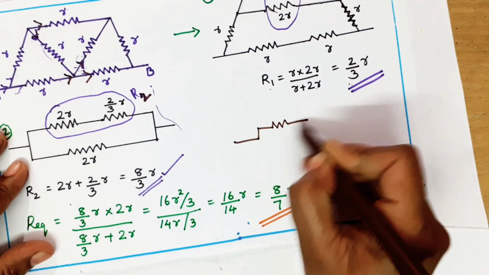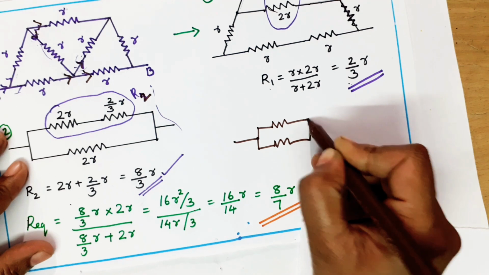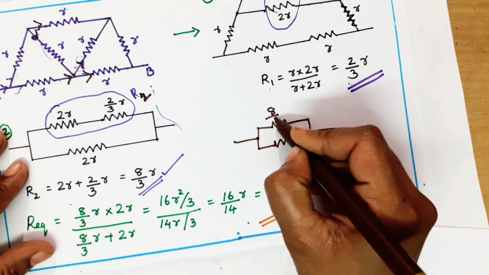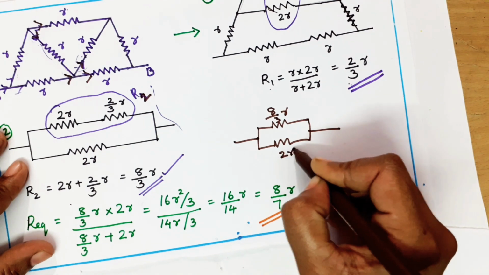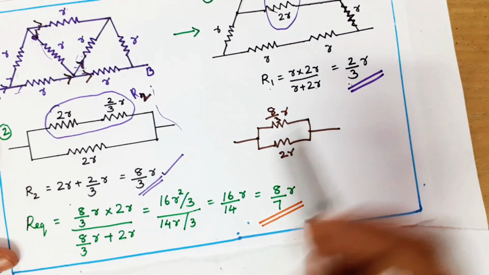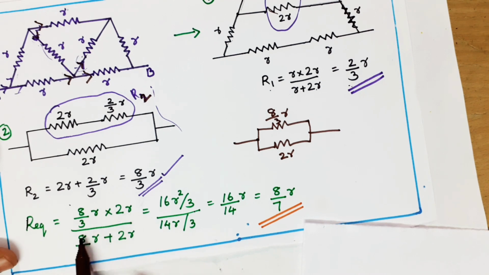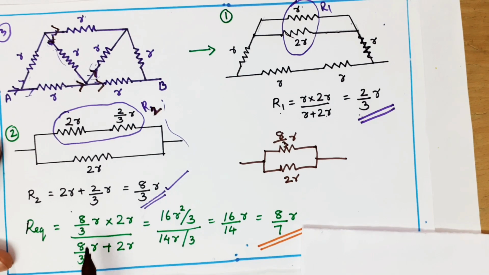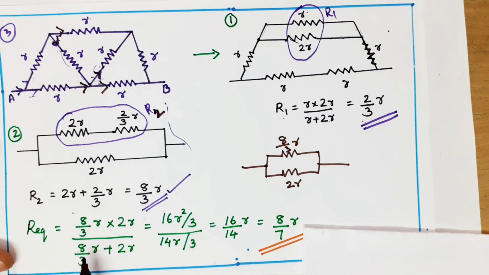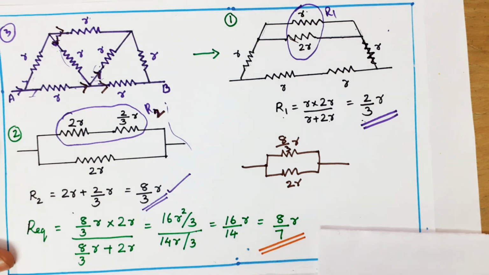At the top I am getting a resistor and at the bottom I am getting another resistance. What are the values? Top I am getting 8 by 3R and down I am getting 2R. Again these two are coming in parallel. So I can write 8 by 3R into 2R by 8 by 3R plus 2R. That is 16R square by 3, divided by, after taking the LCM and adding, 14R by 3. 3 cancel, R cancel, 16 by 14R. That is 8 by 7R.